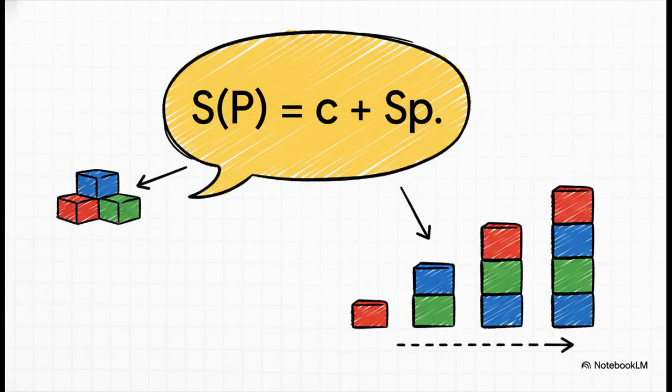And this formula right here, this is pretty much the key to the whole thing. Just think of it like this. The total space, S of P, is just made up of two parts. You've got C, which is the fixed constant part. This is the memory your program needs just to start up, no matter what you feed it. But S_P, that's the fun part. That's the variable space. It grows, it shrinks, all depending on the size of your input. And honestly, that's the part we, as developers, spend most of our time trying to make better.